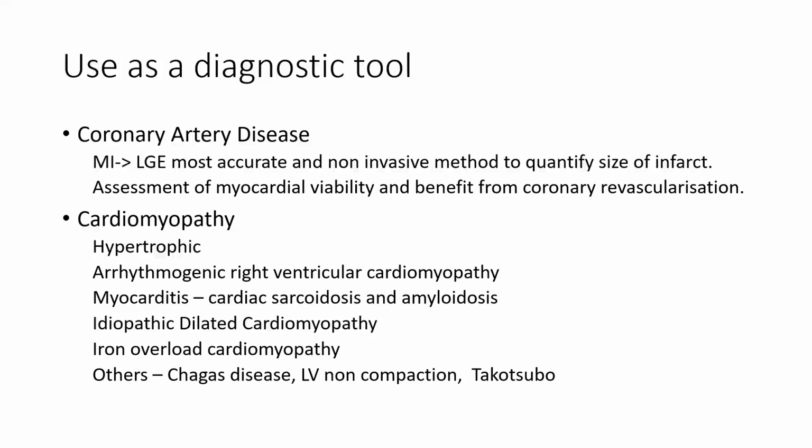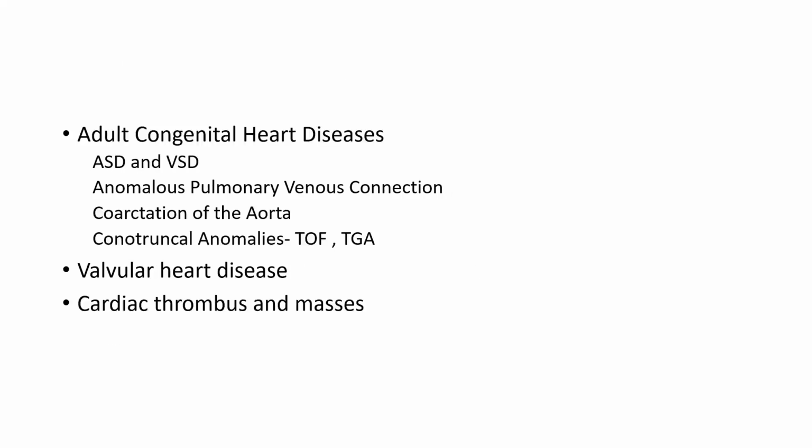CMR can be used in different types of cardiomyopathies, such as hypertrophic cardiomyopathies, arrhythmogenic right ventricular cardiomyopathies, different types of myocarditis, such as sarcoidosis and amyloidosis, idiopathic dilated cardiomyopathy, iron overload cardiomyopathy, as evidenced by T2 prime weighted images, and other cardiomyopathies such as Chagas disease and Takotsubo, that is apical ballooning syndrome. CMR can also be used for adult congenital heart diseases, valvular heart diseases, cardiac thrombosis, and masses.